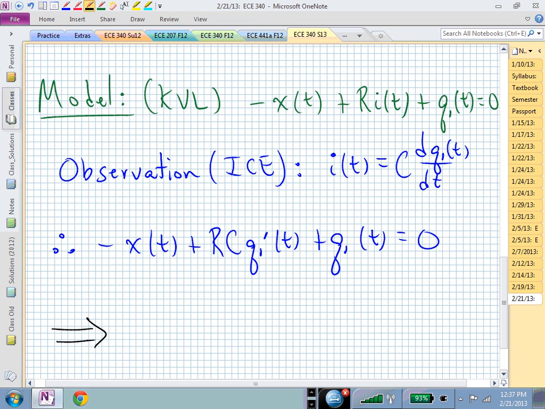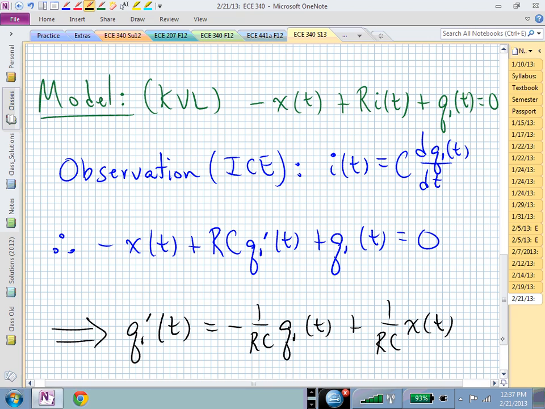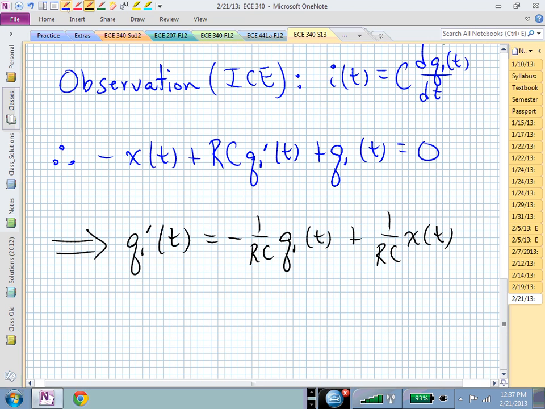That's not in the standard looking form. We can create that standard form by isolating q1 prime on the left-hand side, dividing everything by RC and putting everything else on the right, and we have minus 1 over RC q1 of t plus 1 over RC x of t. And that is a state-space representation of our low-pass filter, our first-order circuit.